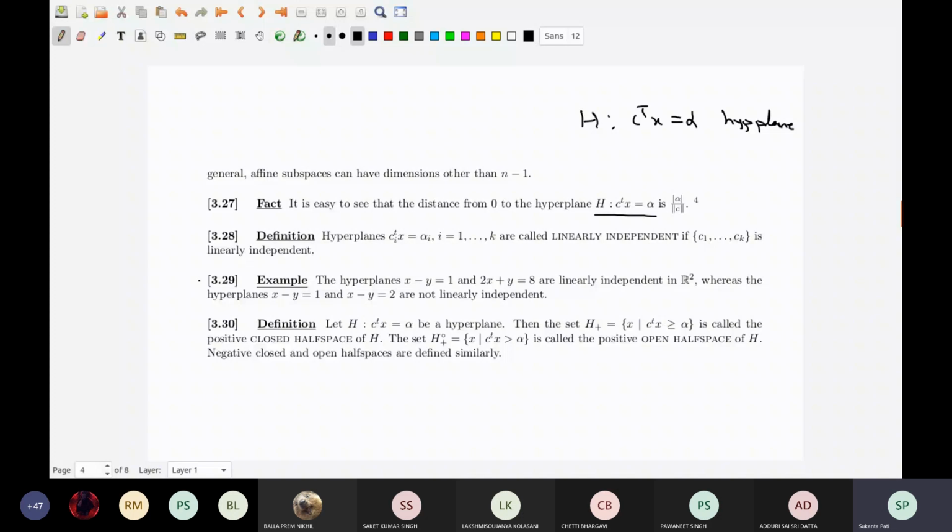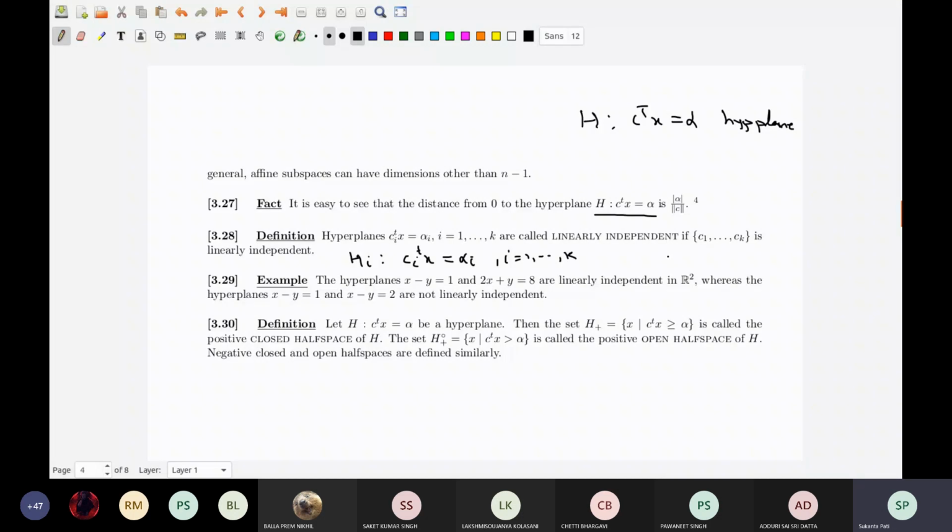Now suppose that I am looking at hyperplanes Hi given as Ci transpose x equal to alpha i, with i running from 1 to k. So I have some k hyperplanes. I call them k linearly independent hyperplanes if their normals C1 to Ck form a linearly independent set.